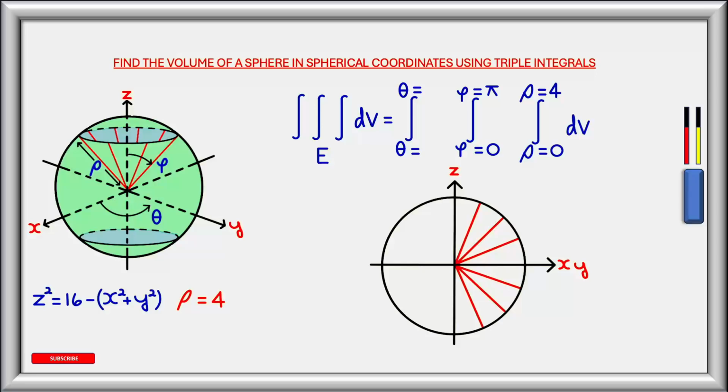And for theta, let's use this diagram to look down the z-axis onto the xy plane, which shows the intersection of the two hemispheres of the sphere, forming a circle. In spherical coordinates, theta represents the angle of rotation in the xy plane around the circular shape and is measured from the positive x-axis in a counterclockwise direction.